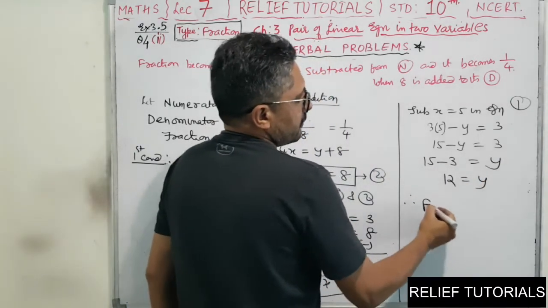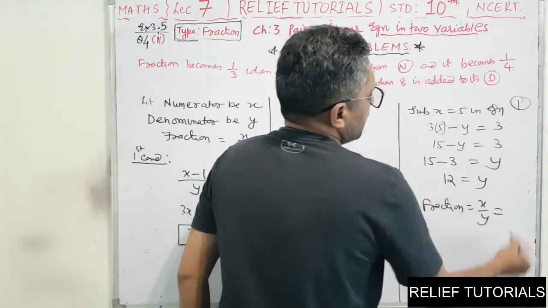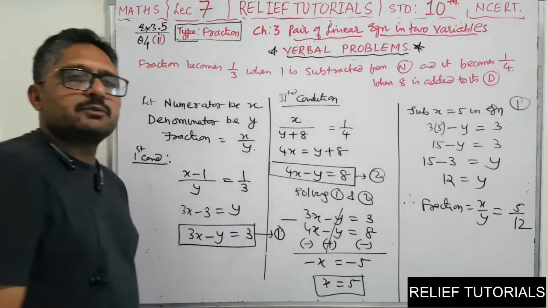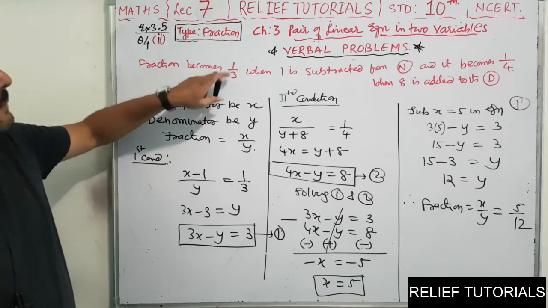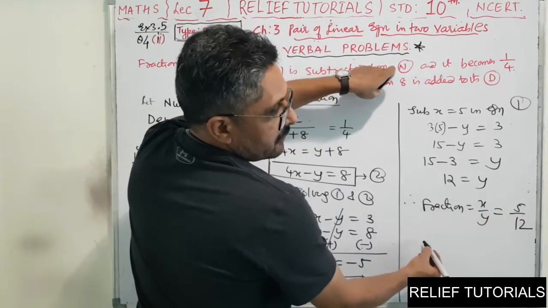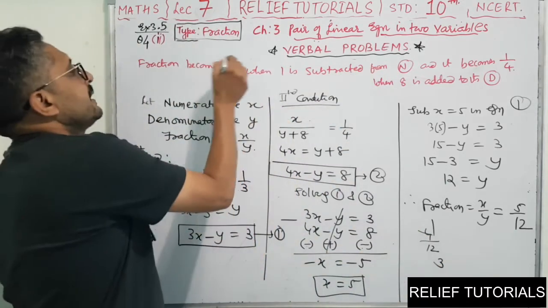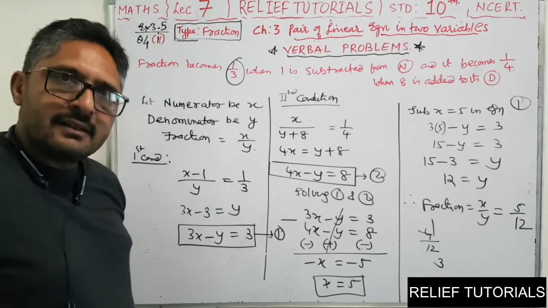So therefore, fraction is equal to x upon y. So x is 5, y is 12, so our fraction is 5 by 12. Clear? What does it say? It will become 1 by 3 when 1 is subtracted from the numerator. To subtract 1 from the numerator, 5 minus 1 is 4 by 12. 4 by 12 means 1 by 3. So it will become 1 by 3. Our answer is right. Okay.